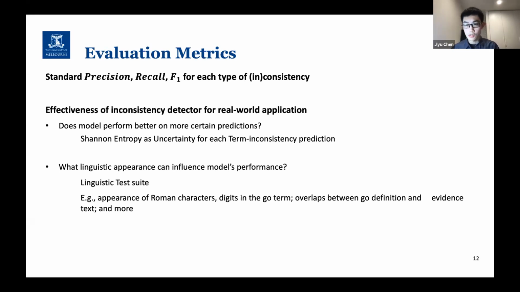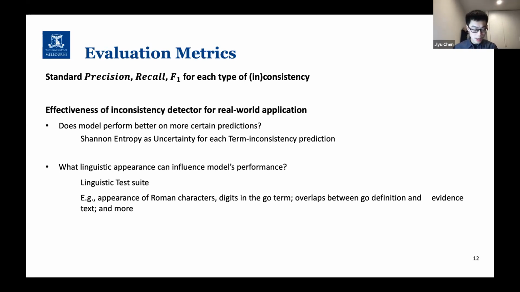We typically focus on 2 aspects. One is we believe that a model is more effective if it can perform better on more certain predictions, as human curators can pay more attention to uncertain output of the model in the real application setting. And the uncertainty is quantified using the Shannon entropy.